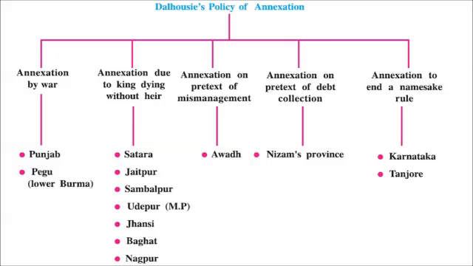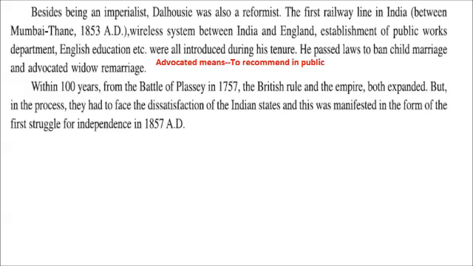Now besides being an imperialist, once again let me remind you, imperialist means those countries which are powerful and very rich, and they take away the property of a country that is rich but weak. So this is known as imperialism. So besides being an imperialist, Dalhousie was also a reformist. Reformist means one who brings some changes in society.